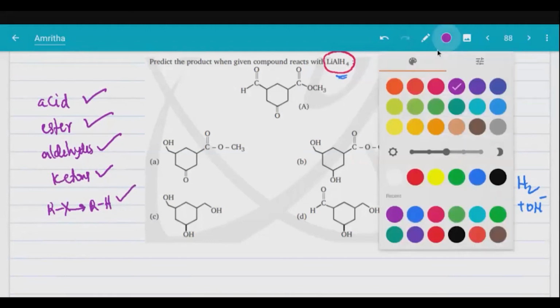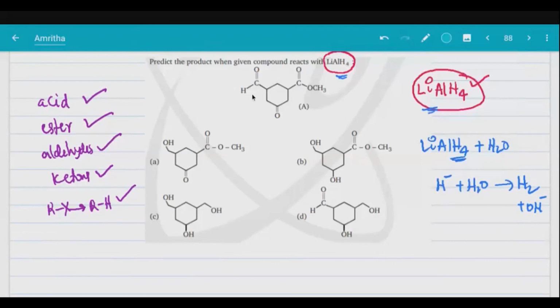This question is given because different functional groups are there: ketone, aldehyde, ester. So will it react or not? Will the student be able to identify this or not? For that purpose, this question is framed. This is ester, this is ketone, this is aldehyde. All of them will react. All of them will get reduced, right?